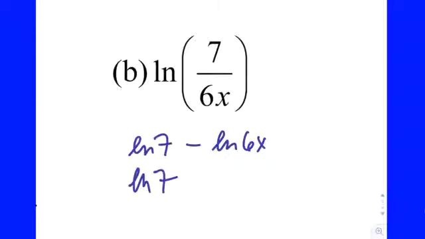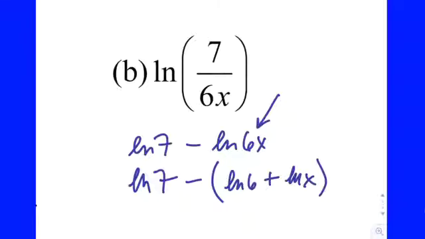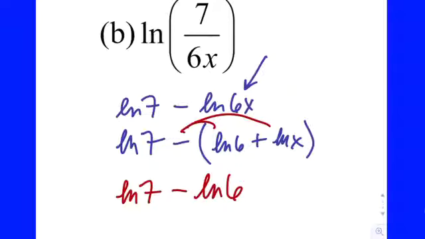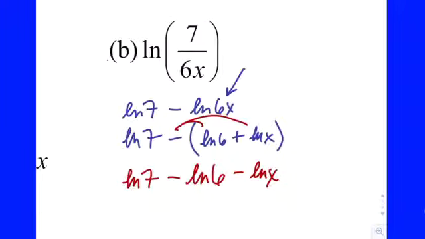So if we were to then expand the second term, you would need parentheses or something. Inside the parentheses now becomes the natural log of 6 plus the natural log of x. Because we're multiplying in the denominator, it's a plus sign. But we have it in parentheses. And now what do we do with that negative? Distribute, you get the natural log of 7 minus the natural log of 6, but then minus the natural log of x. So in the future, you do not need to show those other steps.